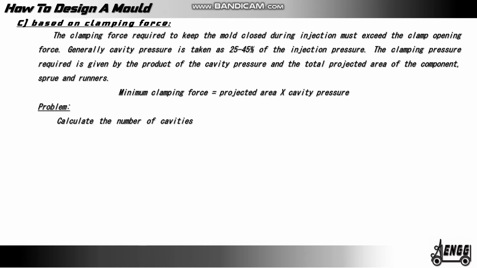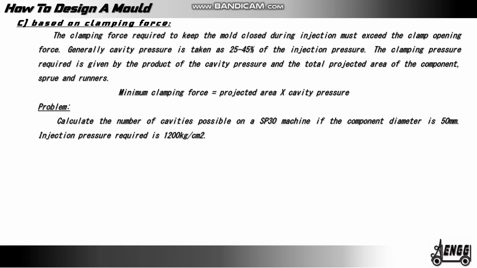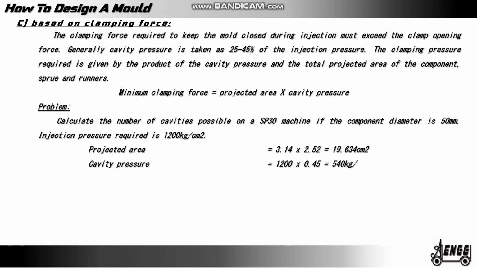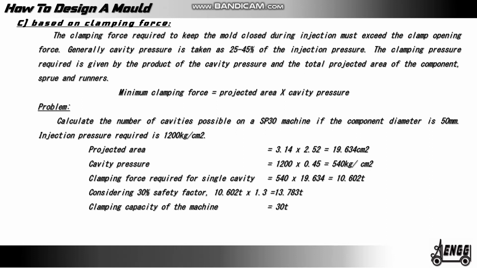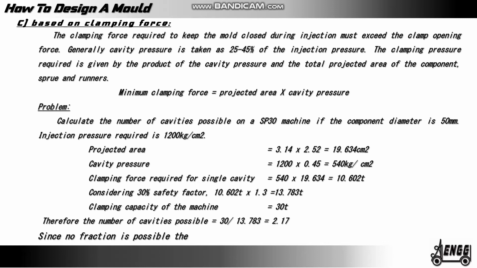Problem: calculate the number of cavities possible on SP30 machine if the component diameter is 50 mm. Injection pressure required is 1200 kg per centimeter square. Projected area 3.14 into 2.5² is equal to 19.634 centimeter square. Cavity pressure 1200 into 0.45 which is equal to 540 kg per centimeter square. Clamping force required for single cavity 540 into 19.634 which is equal to 10.602 ton. Considering the 30% safety factor, 10.602 T into 1.3 is equal to 13.783 ton. Clamping capacity of the machine 30 ton. Therefore, the number of cavities possible 30 by 13.783 which is equal to 2.17. Since no fraction is possible, the number of cavities possible is 2.